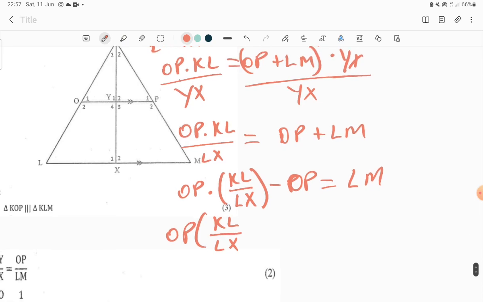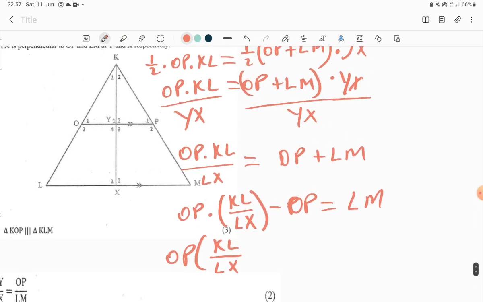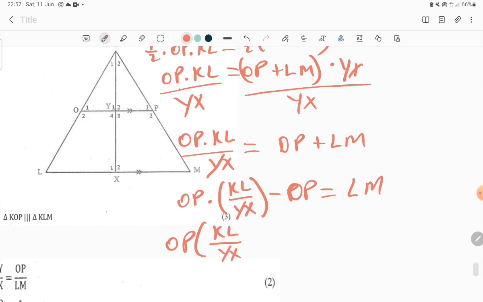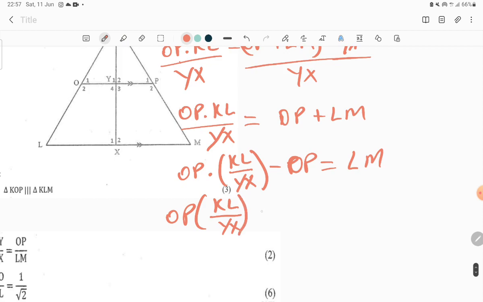Is it LX? It's YX, sorry, it's YX. Good. So this is what we have. Then we have minus 1. Remember, we just took out the common factor here. Then we are left with KL over YX minus 1, and this is equal to LM.